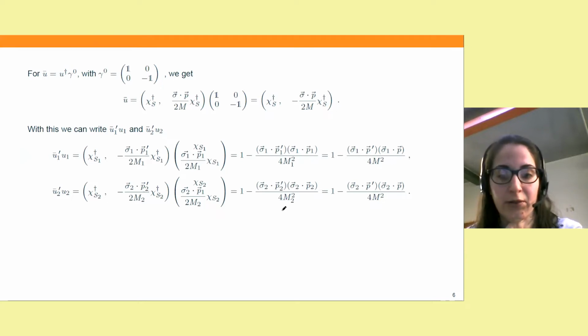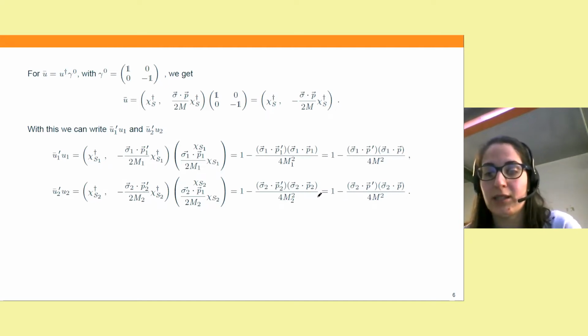Okay, the same for the second one. For the second vertex, we will need the product of the Dirac spinors for the second nucleon, and we have the same expression here. But now we have that p_2' is minus p' and p_2 is minus p, but minus times minus, we still have the same sign here. So we see that both vertices have the same form.